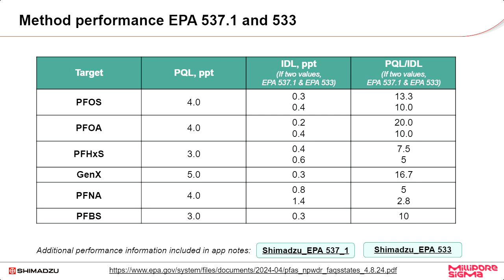And then in the last column, I have the ratio between the PQL and the IDL. Since the PQL is much higher than the IDLs that we obtain, that's why those numbers are larger than 1. What that means is that our instruments are sensitive enough to help you achieve the PQL required under the new PFAS regulation.